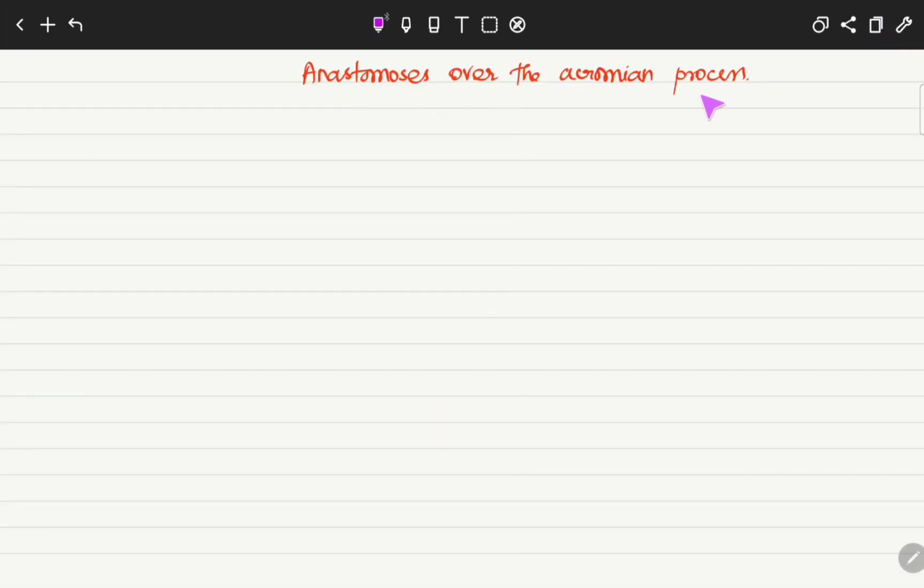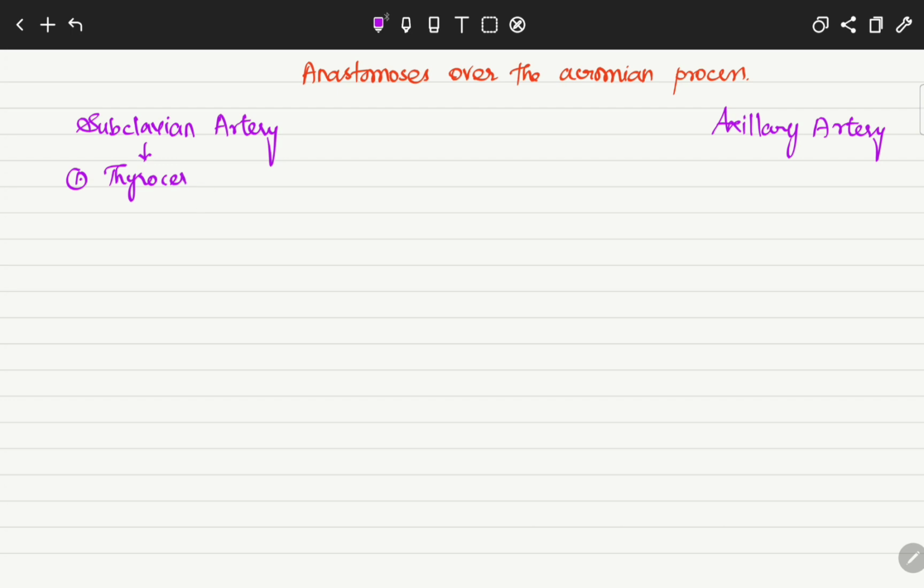So anastomosis over the acromion process. Let us deal with that in a simple way. So see, this is the subclavian artery and here is the axillary artery. From the first part of the subclavian artery arises the thyrocervical trunk, from which the suprascapular artery arises. And this suprascapular artery gives small branches to the acromion process, that is the acromion branches.